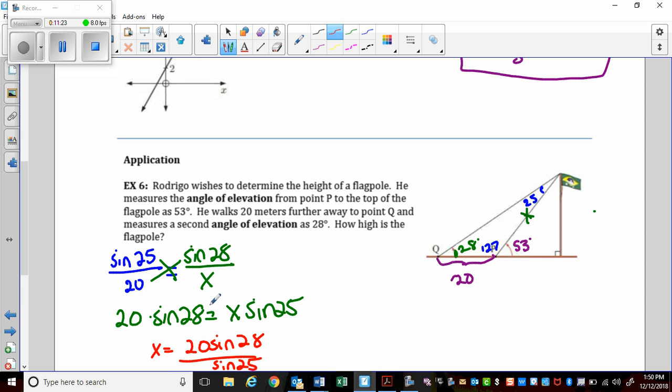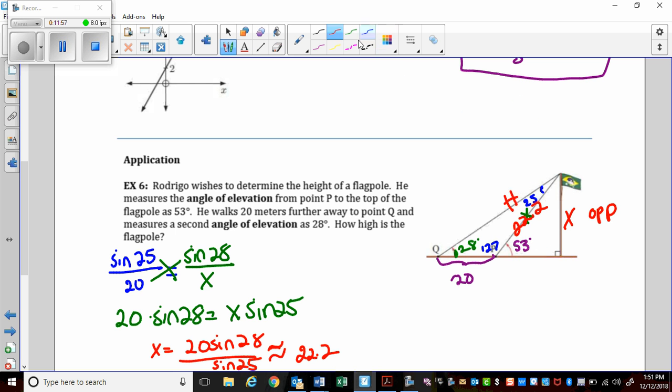And if I plug this into my calculator, I will get x approximately equals 22.2. Now that I have this side, I can use my trigonometric functions to find this third side. I need one of the side lengths though. So this is 22.2. And now I want the height of the flagpole, which is opposite my 53. This is x, but this is my opposite side. And I have my hypotenuse.